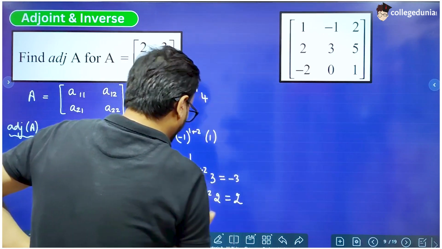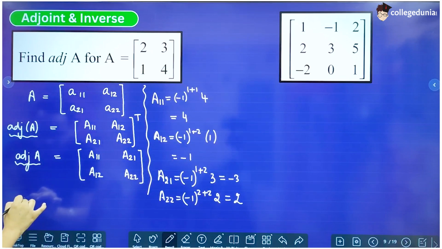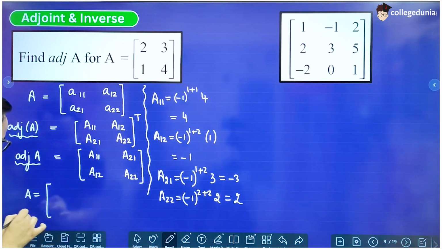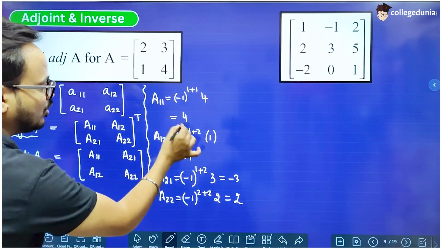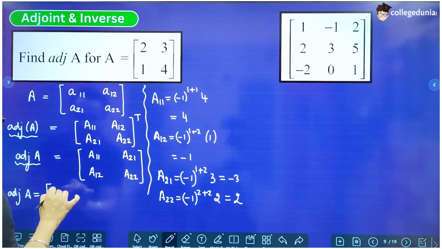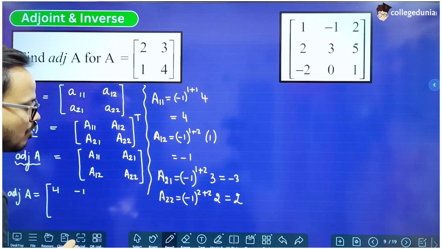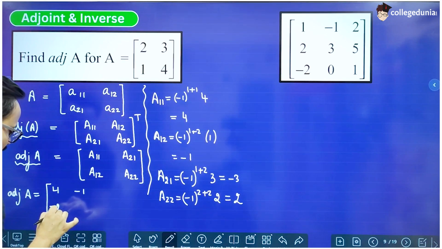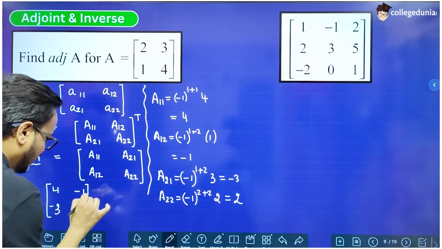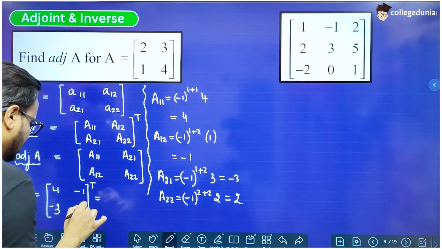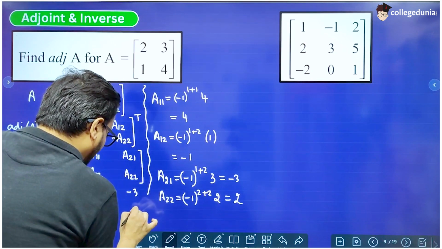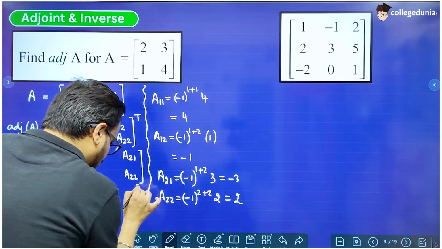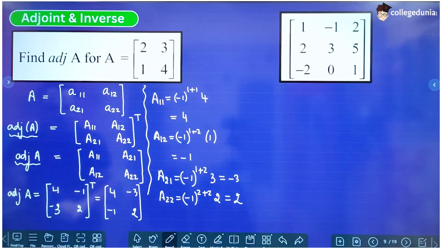Now if we make a matrix using the cofactors, 4, -1, -3 and 2, and we take the transpose of this matrix, it is 4, -3, -1 and 2. This is called the adjoint of A.